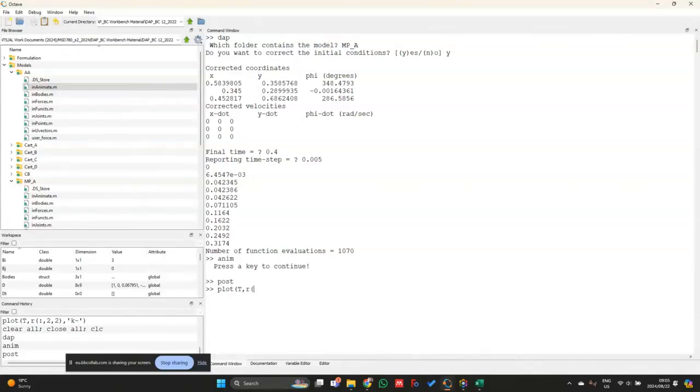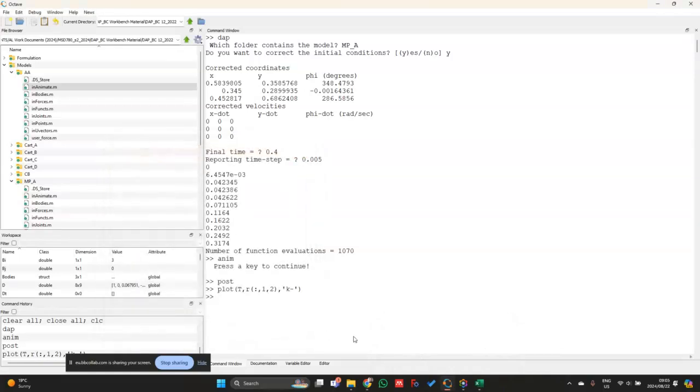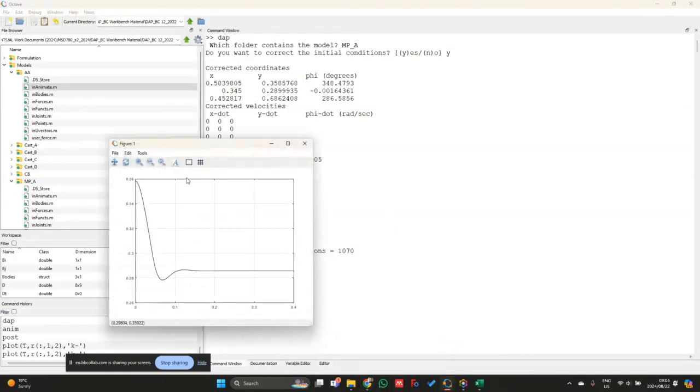Against time, it's going to be R, all of the points for body 1 in the 2 direction, or in the Y direction, and let's perhaps use a black line for that one. Okay, so if I plot this one, I think I just have to close that plot. If I run it again, right, so then we can see once again the initial downward motion of the wheel, and then we have this dissipation over here, meaning that we have a constant Y coordinate for body 1.